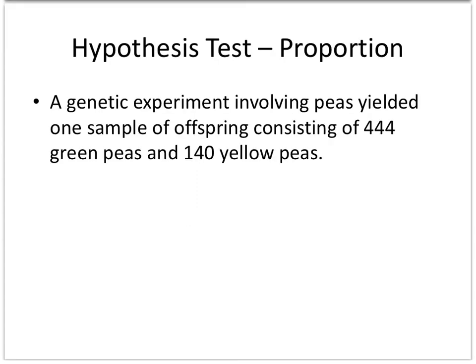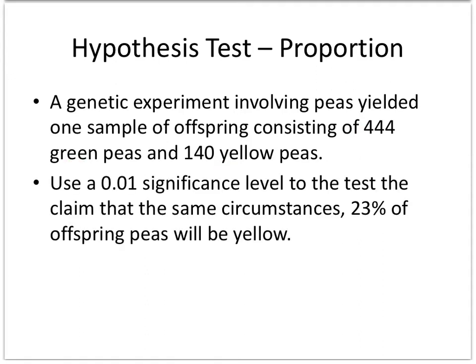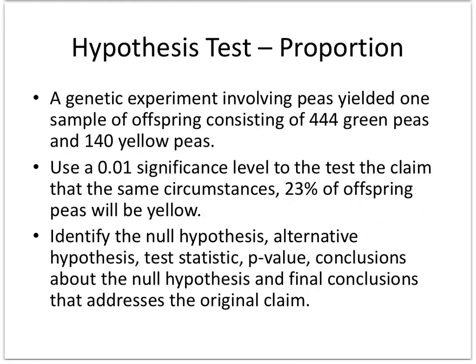All right, let's look at a proportion hypothesis test. A genetic experiment involving peas yielded one sample of offspring consisting of 444 green and 140 yellow. Use alpha = 0.01, that's my significance level, to test the claim that under the same circumstances, 23% of offspring peas will be yellow. So this is what they're telling me, my population. Identify the null, alternative, test statistic, p-value, and then the conclusion.